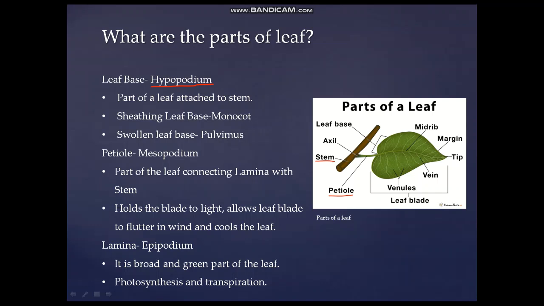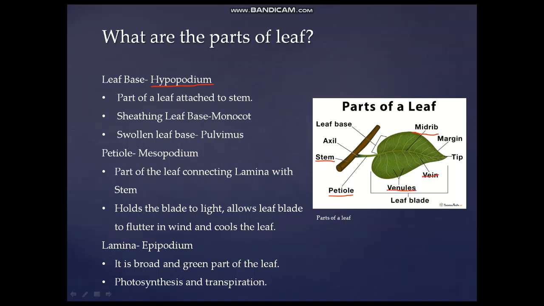The third part is lamina, also known as epipodium. It is the broad, main and green part of the leaf. It performs the function of photosynthesis and transpiration. The other parts of the leaf shown in this diagram are the middle line known as midrib and the network known as veins and venules.